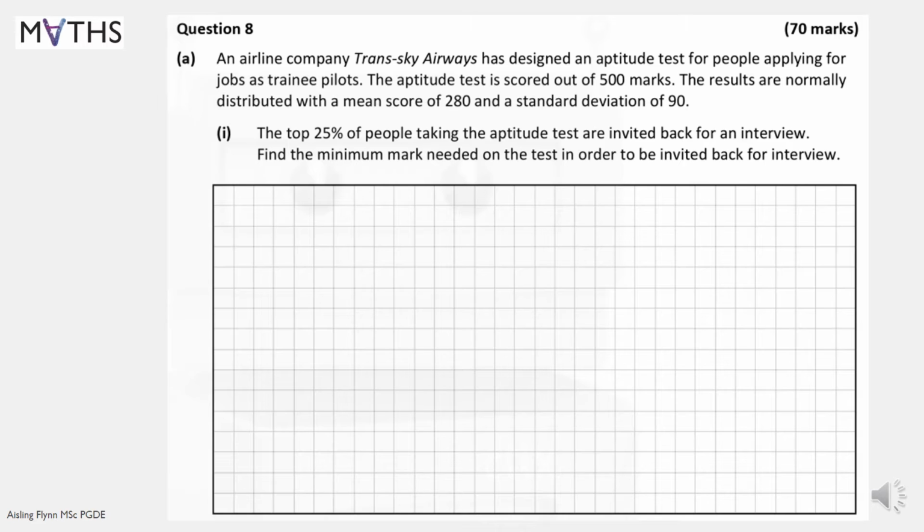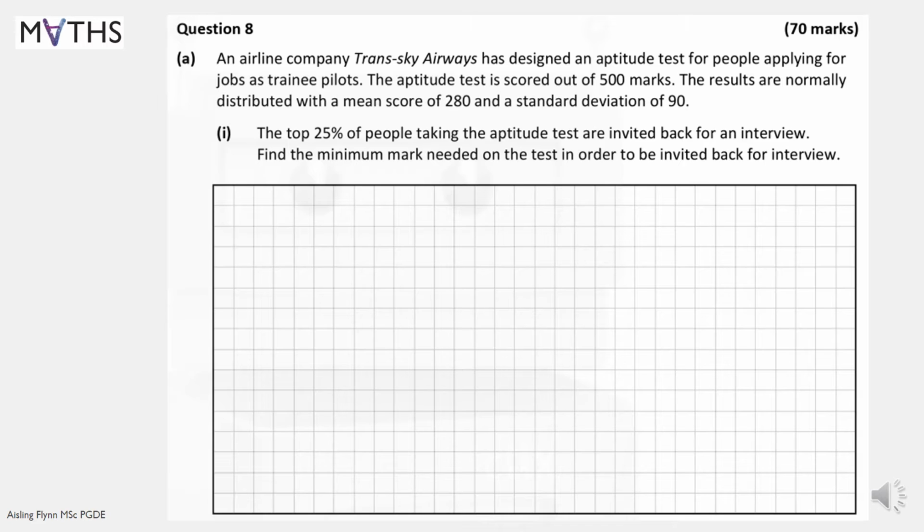trainee pilots. The aptitude test is scored out of 500 marks. The results are normally distributed with a mean score of 280 and a standard deviation of 90. The top 25% of people taking the aptitude test are invited back for interview. Find the minimum mark needed on the test in order to be invited back for interview.